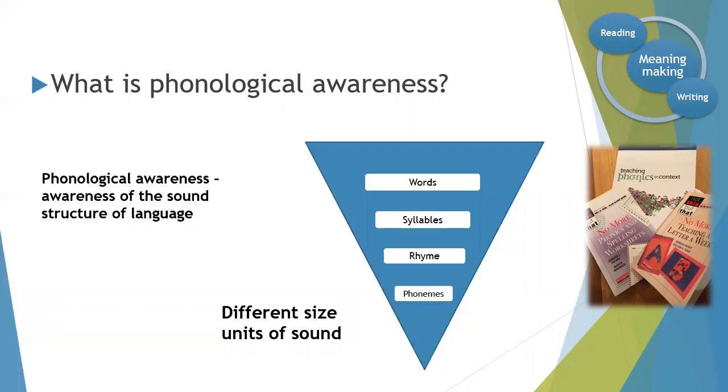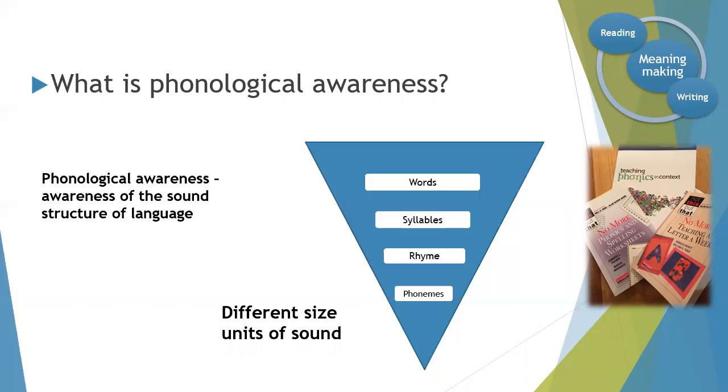Then once children are able to understand words from a stream of sound, another part of language which is slightly smaller is syllables, and that's around hearing the rhythm of the words that we speak. Then the next smaller grain of sound is rhyme. Rhyme is about hearing that the words sound the same towards the end of the word, not necessarily the last phoneme, but the end part of the word actually rhymes, like cat and hat and fat.